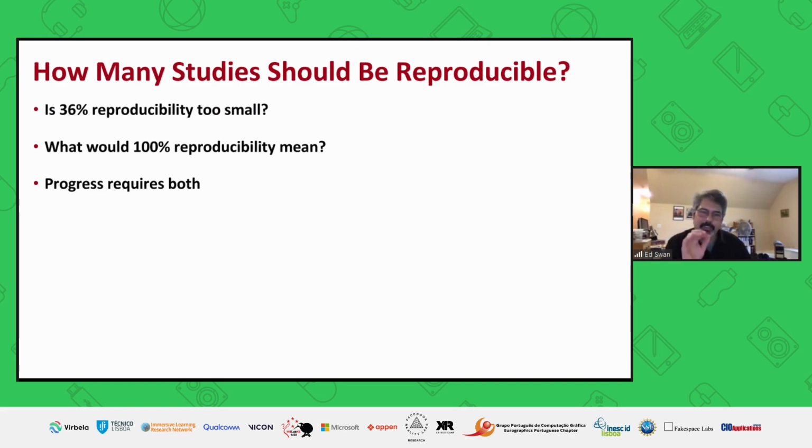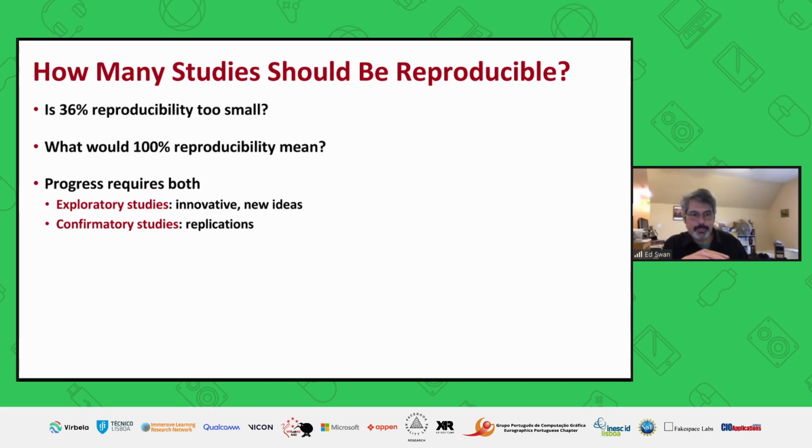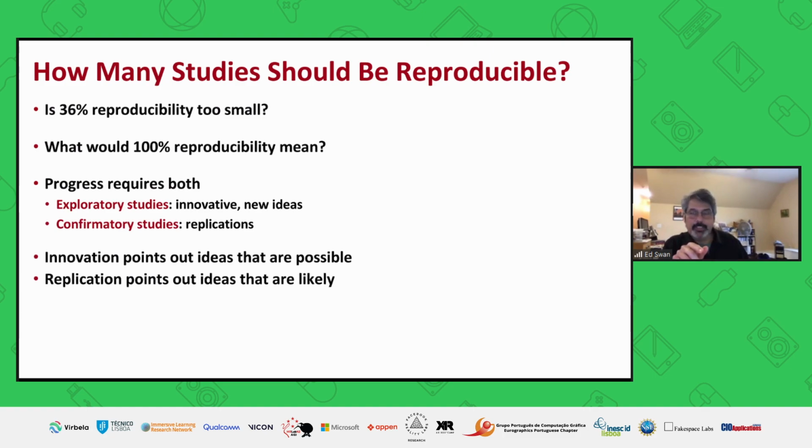So progress in any empirically scientific field, such as the human subject side of XR, requires both exploratory studies where we have innovative new ideas and confirmatory studies. These are replications. Confirmatory studies are what we don't have enough of in our field. The innovative studies point out the ideas that are possible, but the replications point out the ideas that are likely to be true, and progress in the field requires both. It's not enough just to explore possibilities. We also need to know what ideas are likely.